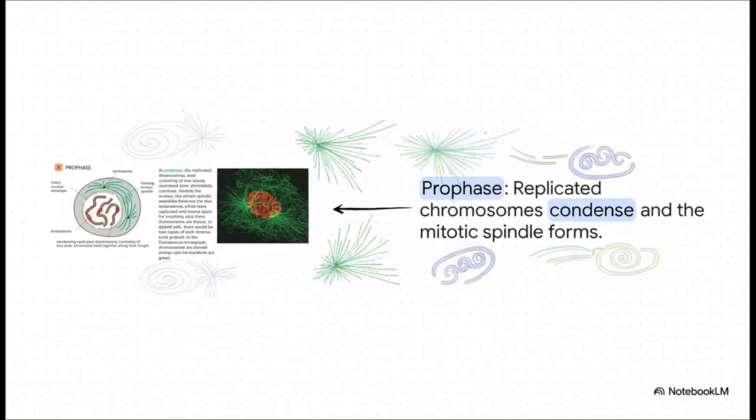The show officially kicks off with prophase. Inside the nucleus, those super long chromosomes start to condense dramatically, coiling up so tightly that they finally become visible under a microscope.